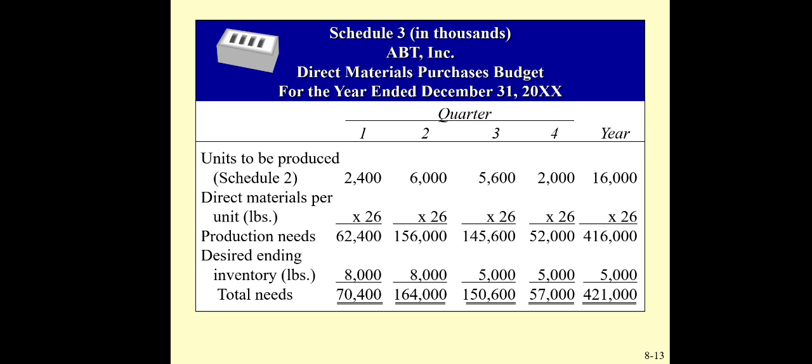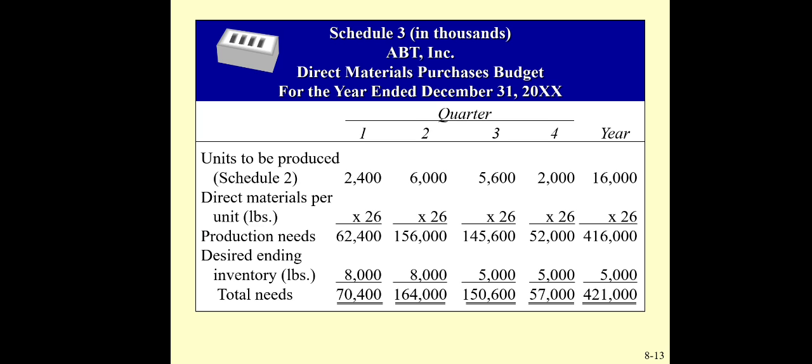Oh, maybe I made a mistake. So item number 1, units to be produced: 2.4 million, 6 million, 5.6 million, 2 million. Item number 2 is direct material per unit. So it means that for every one product, the material needed to produce the product is 26 pounds.